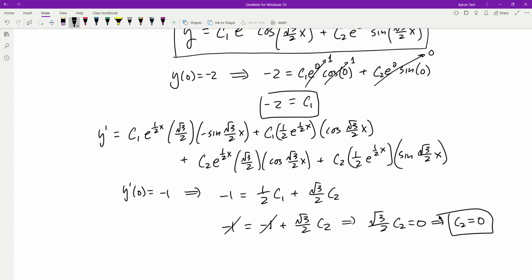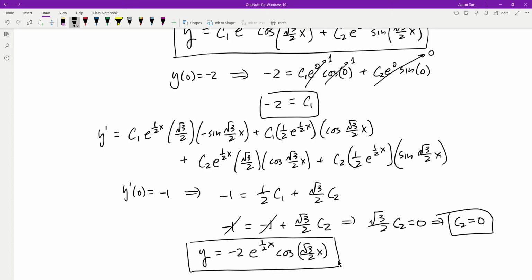That means that term goes away. So now I can write out my solution. My solution is y equal to negative 2 e to the 1/2 x cosine of radical 3 over 2 x. And that becomes our solution.